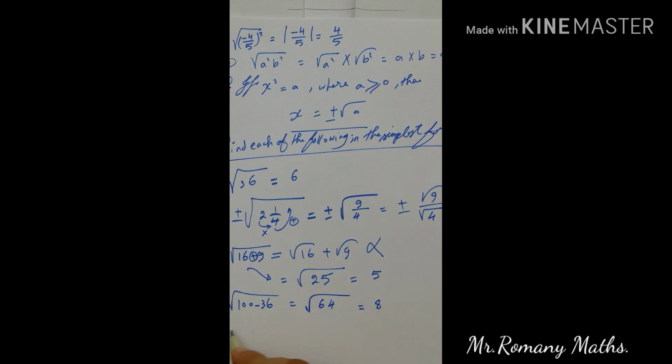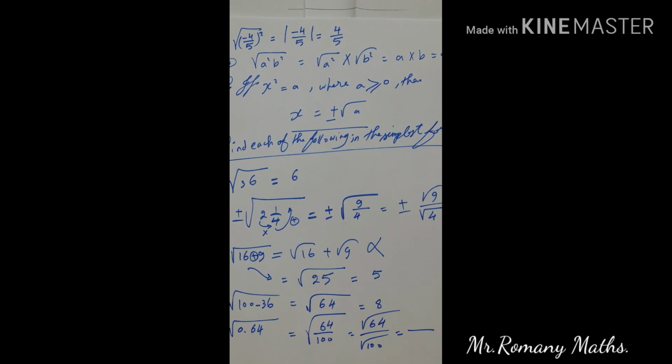Question 5. Square root of 0.64 equals. Is it difficult? No, it's very easy. Concentrate, please. We have here the decimal point after 2 digits from the right. It means it is 64 over 100, right? Equals square root of 64 over square root of 100.